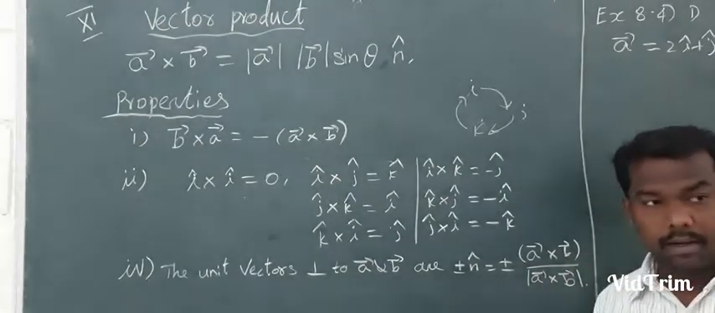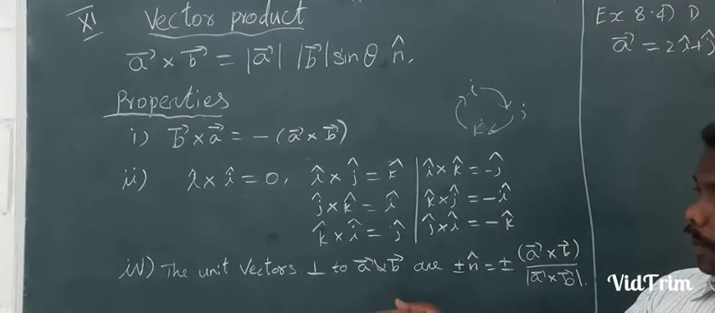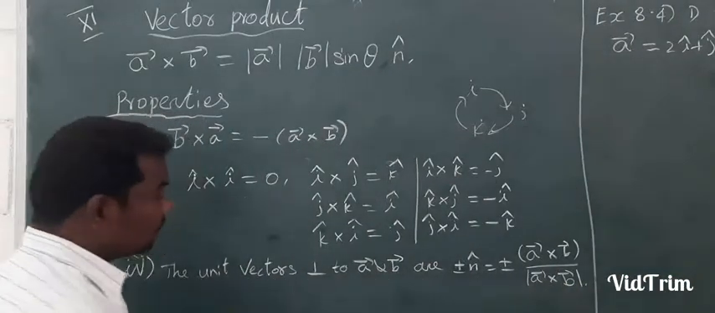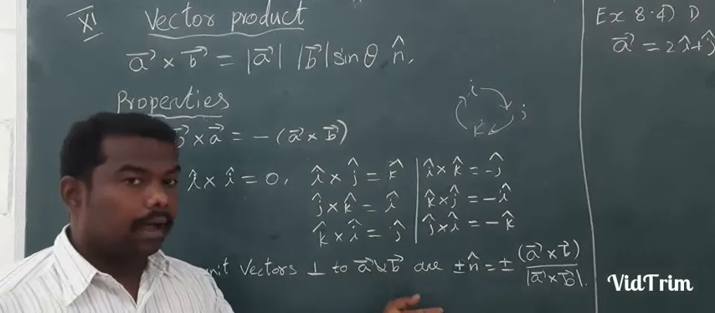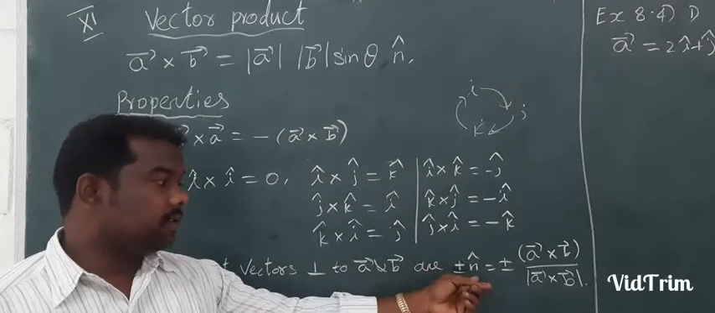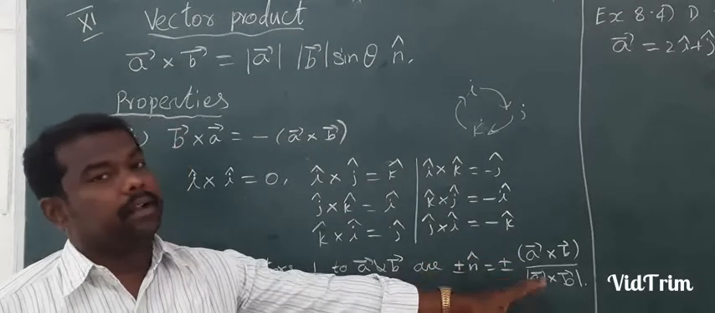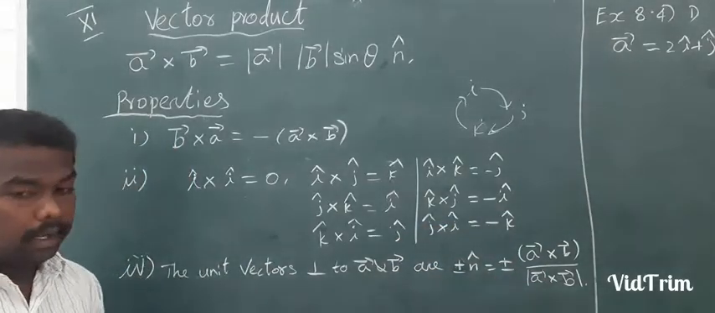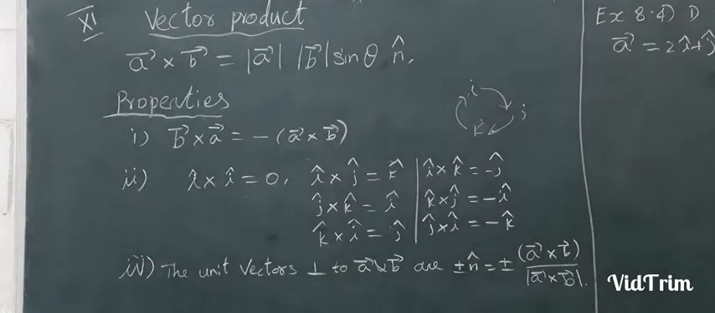And the last one, which is the unit vector. The unit vector perpendicular to A vector and B vector, with magnitude, n cap is equal to plus or minus A cross B by modulus of A cross B. So before we enter the exercise, you should learn these three properties. Next we move on to the exercise based upon the properties and formula.